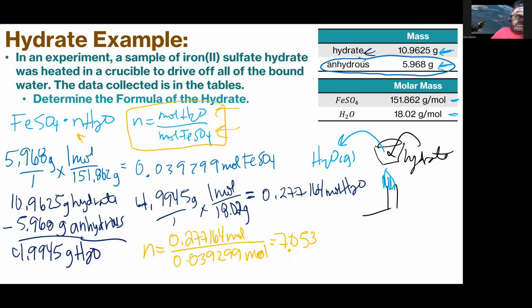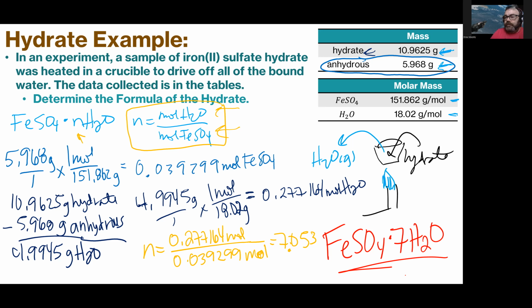So what we're going to do is round this to a whole number and use that to write our formula. So this rounds to 7, because 7.05 is 7. If it's not exactly right, then we have to fudge it around a little bit here. So our formula then is FeSO4.7H2O. Remember, if you want to name this, we just need the anhydrous compound name, which is iron 2 sulfate, and then heptahydrate to say that we have 7 water molecules attached to that.